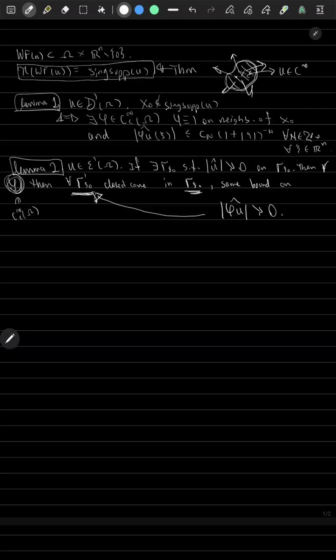So what we're saying here is that if we have a distribution u, and u decays rapidly in this cone, then if we take phi, a cutoff function, and we localize u according to that phi, we will have rapid decay not along this original cone, but along a slightly smaller cone. So if we multiply by phi, we sacrifice this little margin of rapid decay. But essentially, we preserve the direction at least.